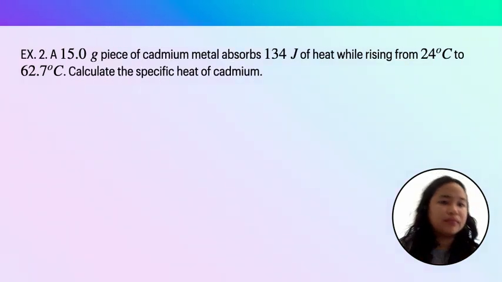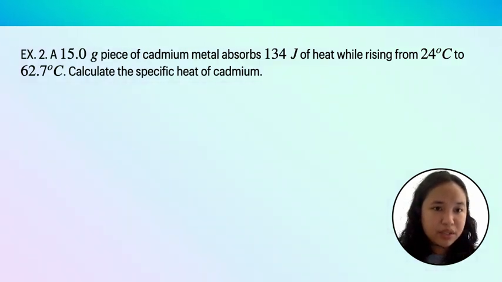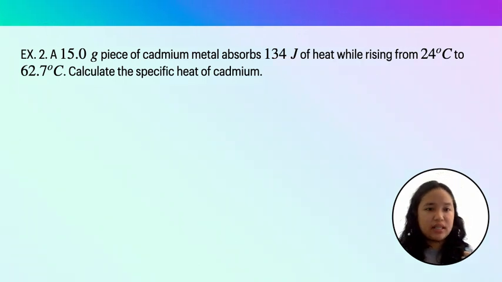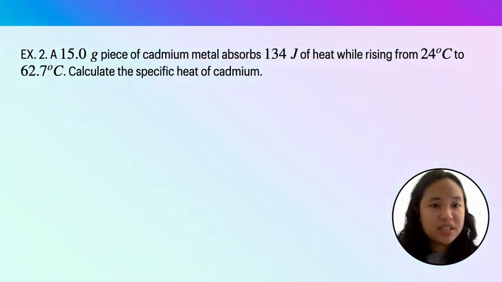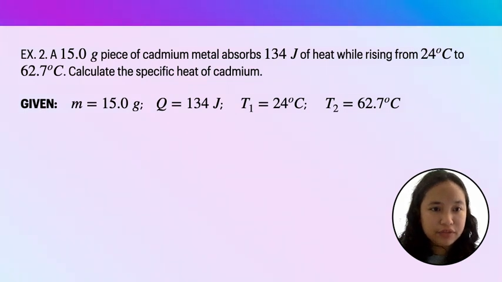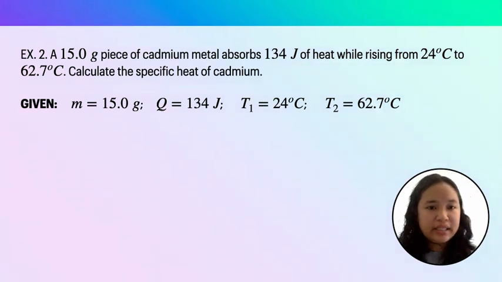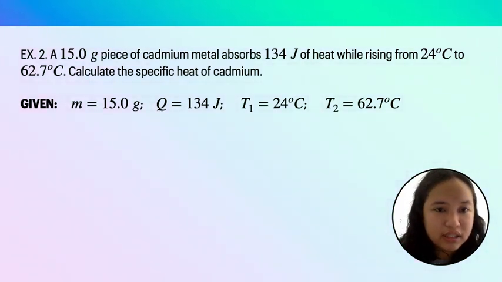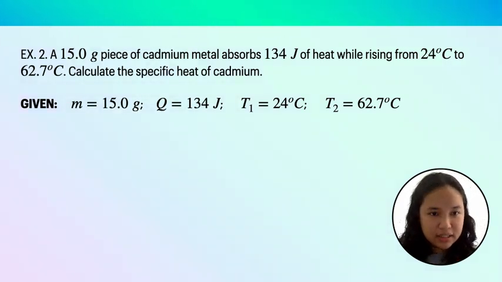Okay, so let's have another example. A 15.0 gram piece of cadmium metal absorbs 134 joules of heat while rising from 24 degrees Celsius to 62.7 degrees Celsius. Calculate the specific heat of cadmium. First, let's list the given. m is equal to 15.0 grams, Q is 134 joules, T1 is 24 degrees Celsius, and T2 is 62.7 degrees Celsius.